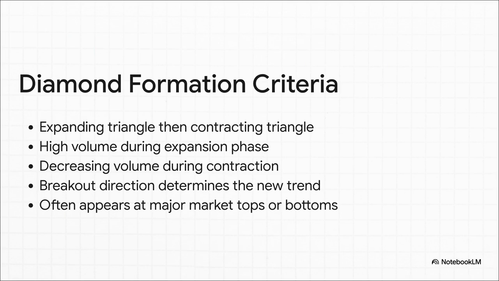So what makes a diamond a diamond? It's this really unique dance between volatility and volume. First, the price swings get wilder. That's the expanding part. Then they get tighter and tighter, the contracting part. Volume is super high during that expansion, and then it just fades away during the contraction. The final breakout, whether it's up or down, that's what signals the new trend with some serious conviction.